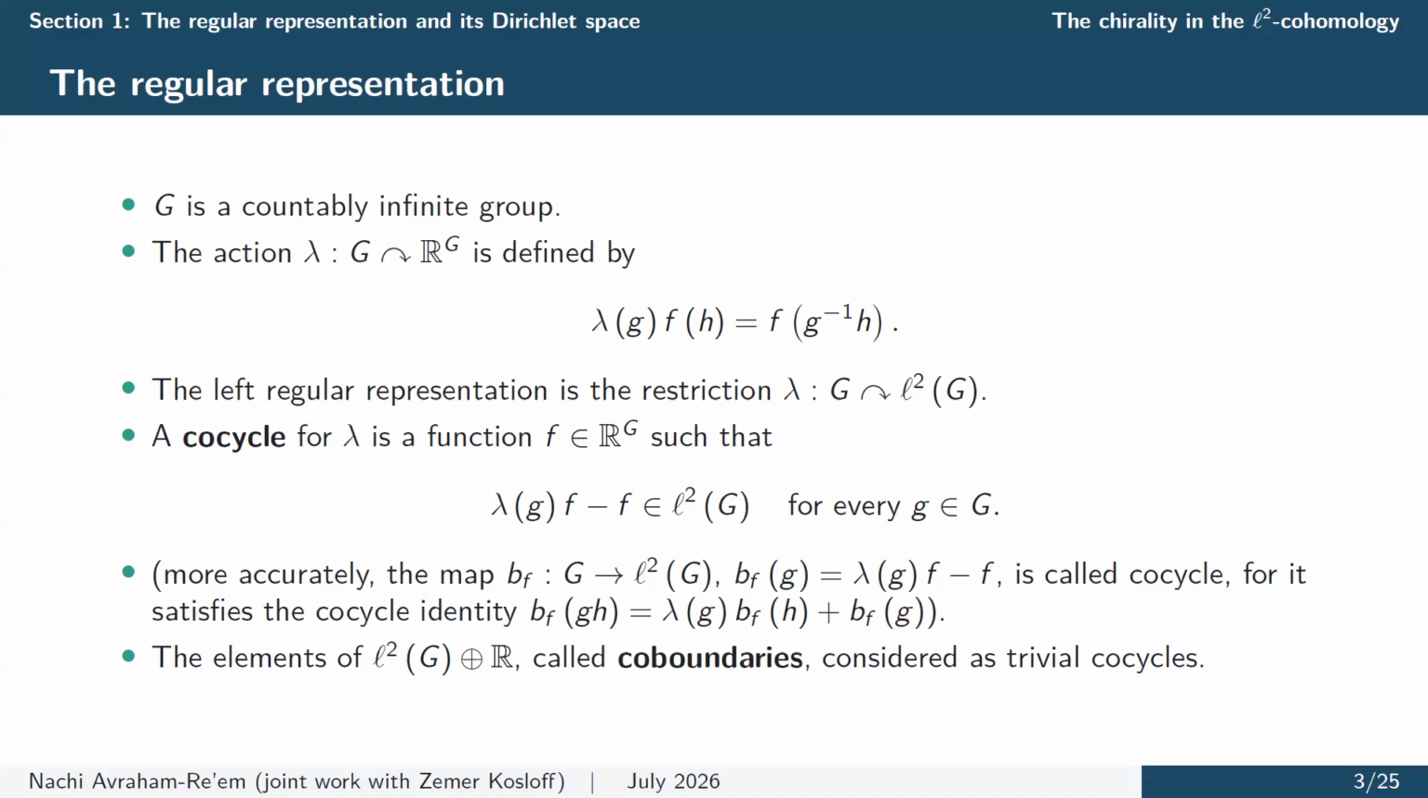They're called coboundaries. Okay, so are there any questions about these definitions?